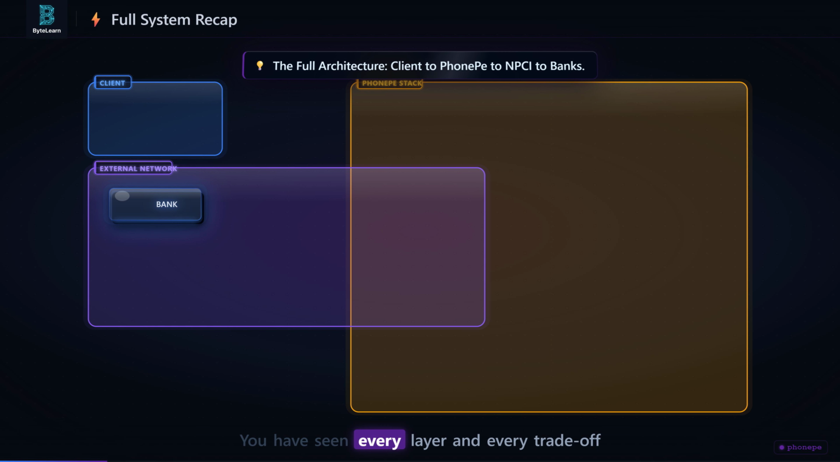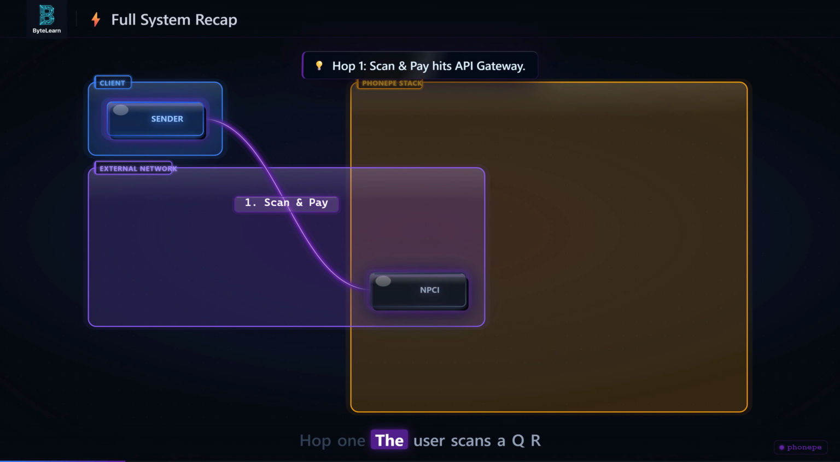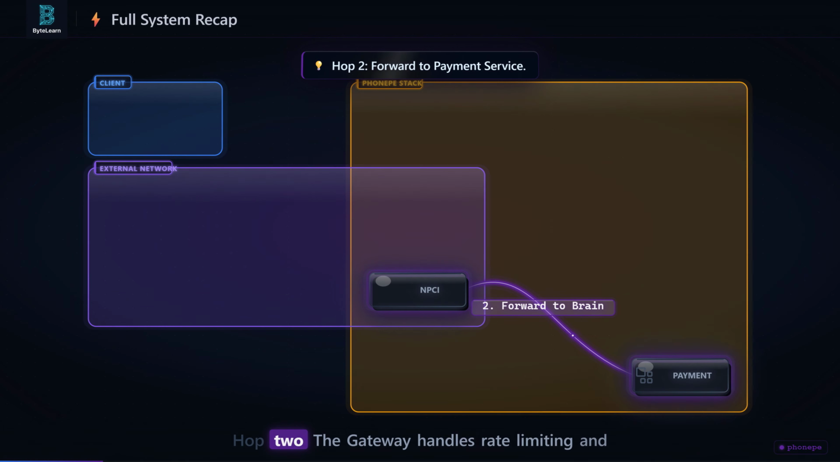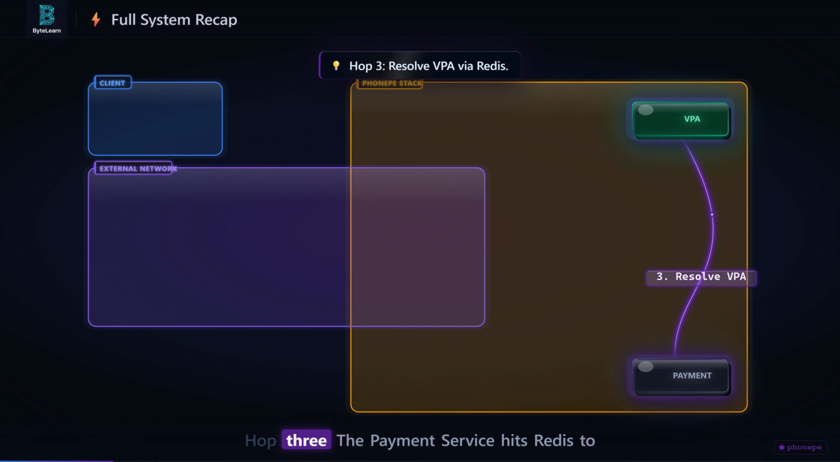You have seen every layer and every trade-off. Let us put it all together one final time. The full system in one clean view. Hop 1. The user scans a QR code. The request hits the API gateway. Hop 2. The gateway handles rate limiting and forwards the request to the payment service. Hop 3. The payment service hits Redis to instantly resolve the VPA.